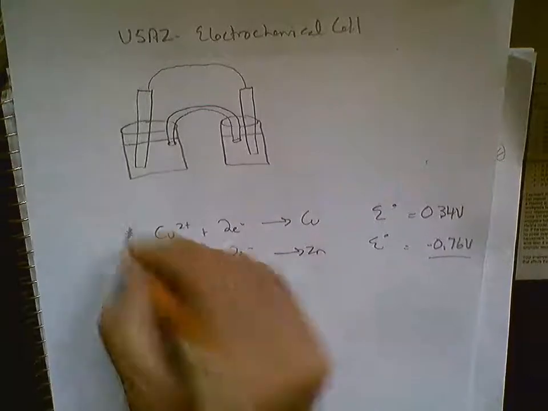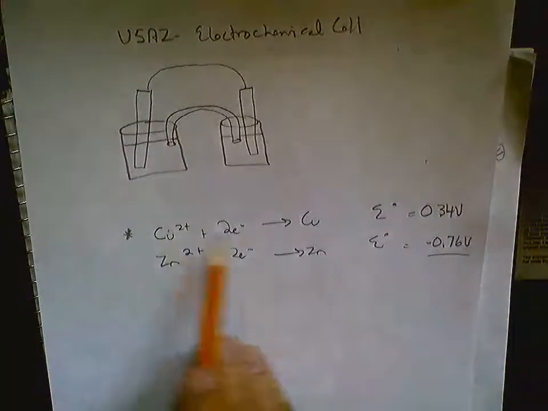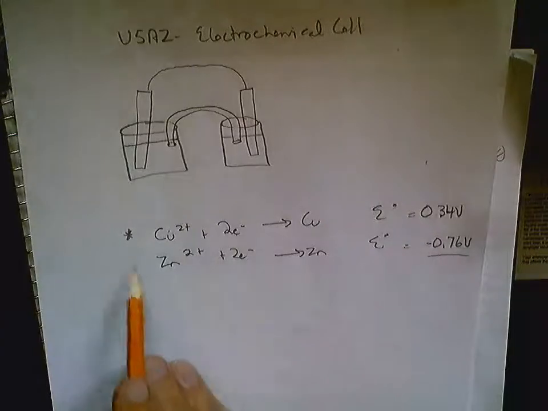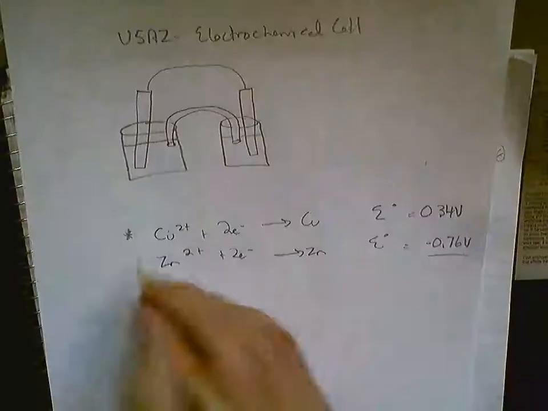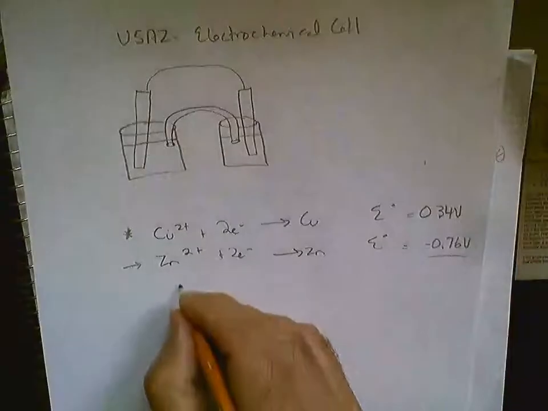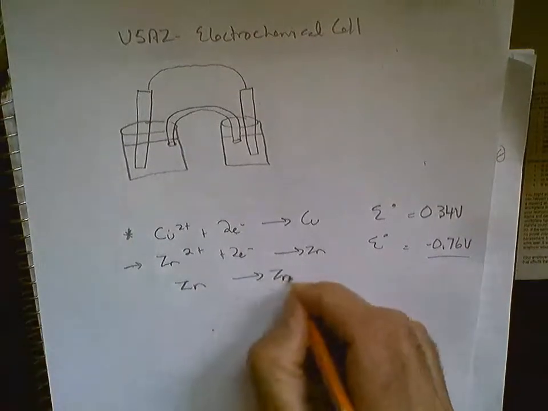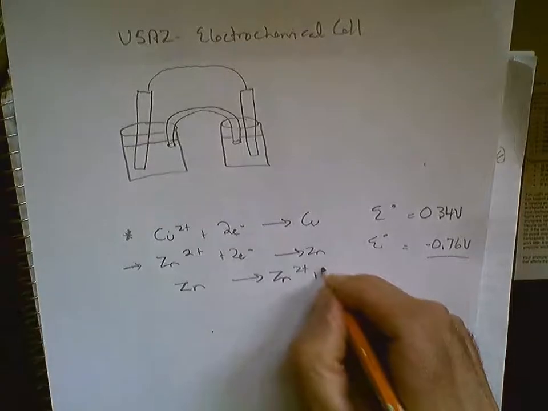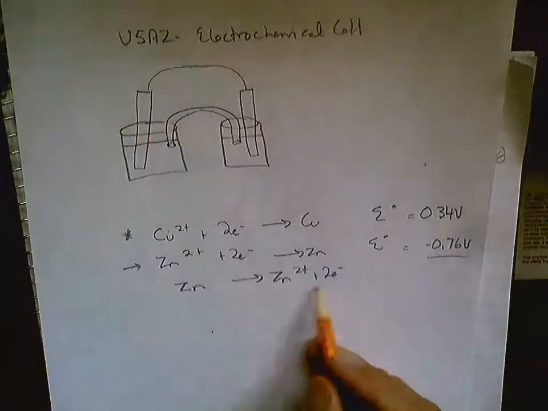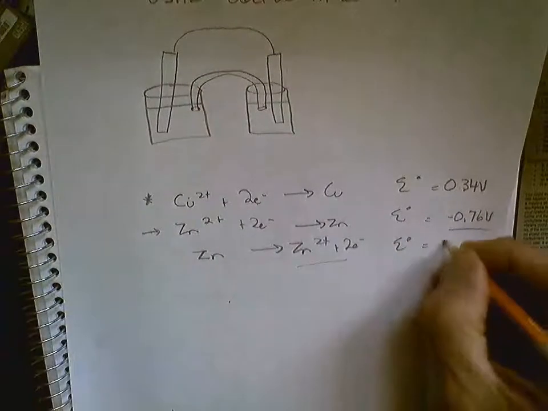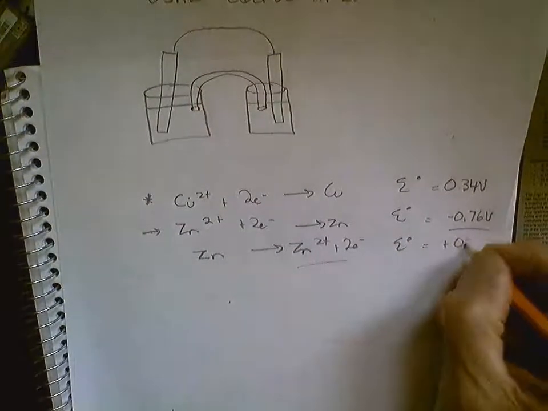So we leave this formula the way it is. Copper is having electrons added to it. That's reduction. That means that the zinc is oxidized. So what we have to do is show the formula for zinc being oxidized. Well, all you do to show oxidation, where the electrons are leaving the zinc, is you flip the formula. If you flip the formula, you flip the potential.